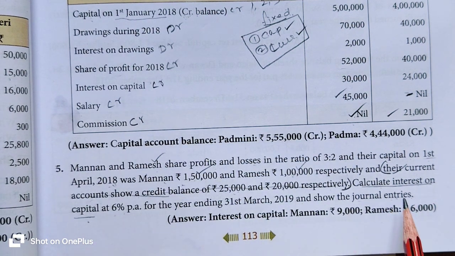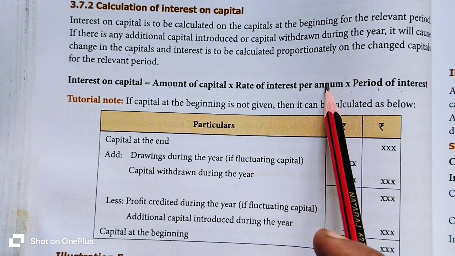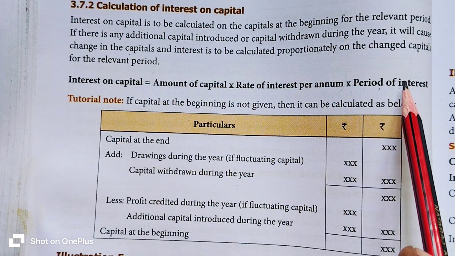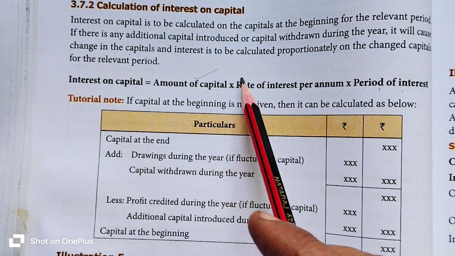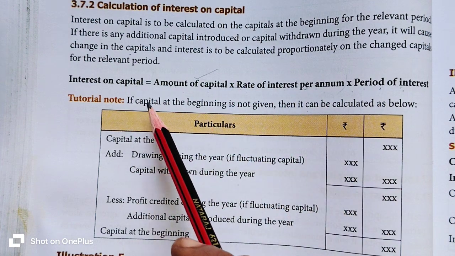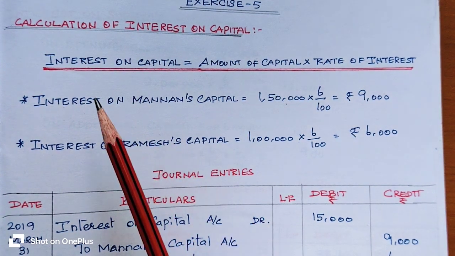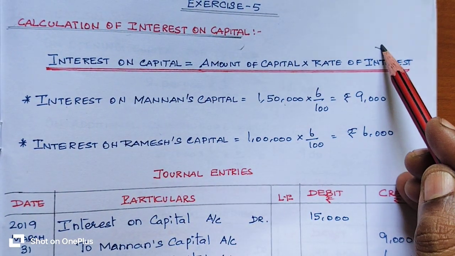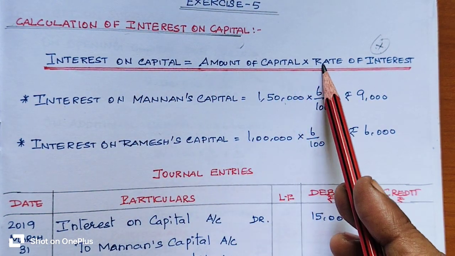So what's the formula to find out the interest on capital? The formula for interest on capital is amount of capital into rate of interest per annum into period of interest. They didn't give the period in exercise sum number 5. So we have to take only amount of capital into rate of interest per annum to find out the interest on capital. To prepare it, you should write the heading, calculation of interest on capital, and also you must write the formula: interest on capital equals amount of capital into rate of interest.